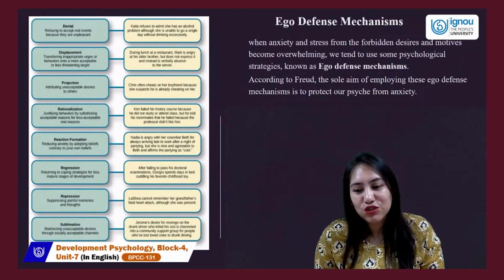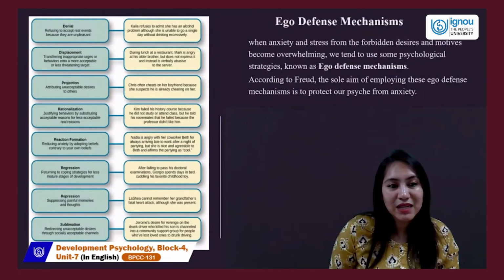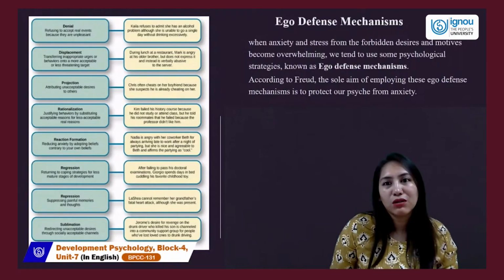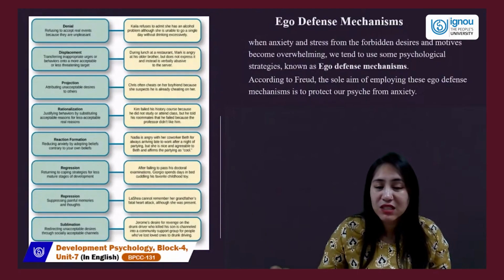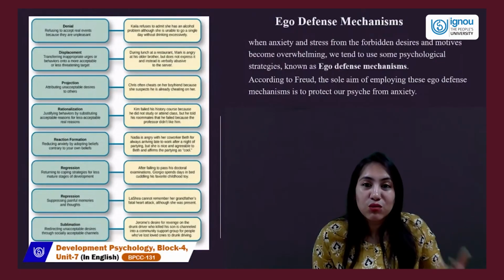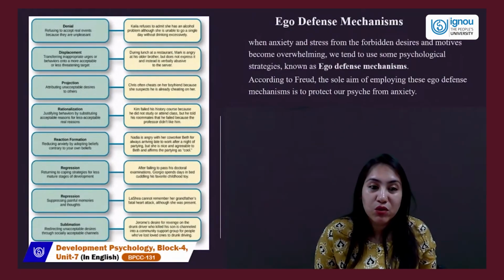Then there is rationalization. Rationalization is one of the most common defense mechanisms. Rationalization is about excuse making. Why did your paper not go well? Oh, the paper is very lengthy. I had to leave the last two questions. I lost the maximum marks there. Why is your performance going down lately? I am paying too much attention to my co-curricular activities.